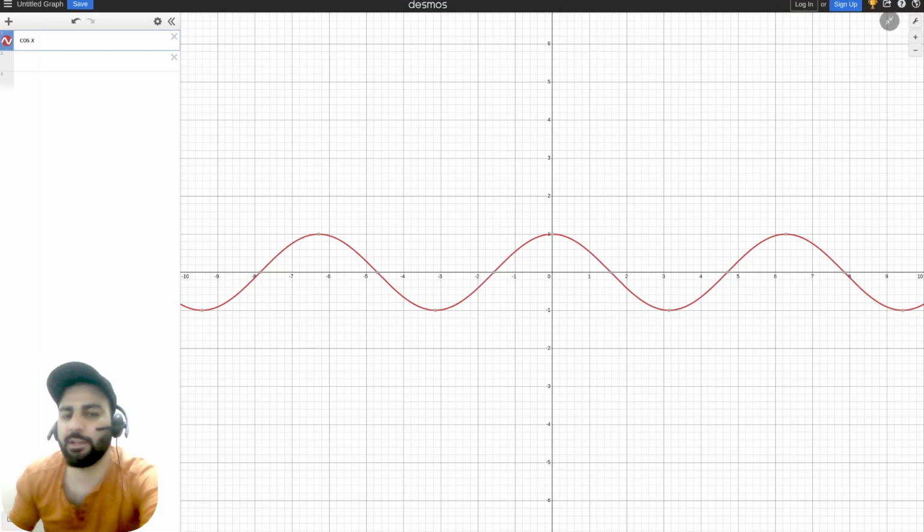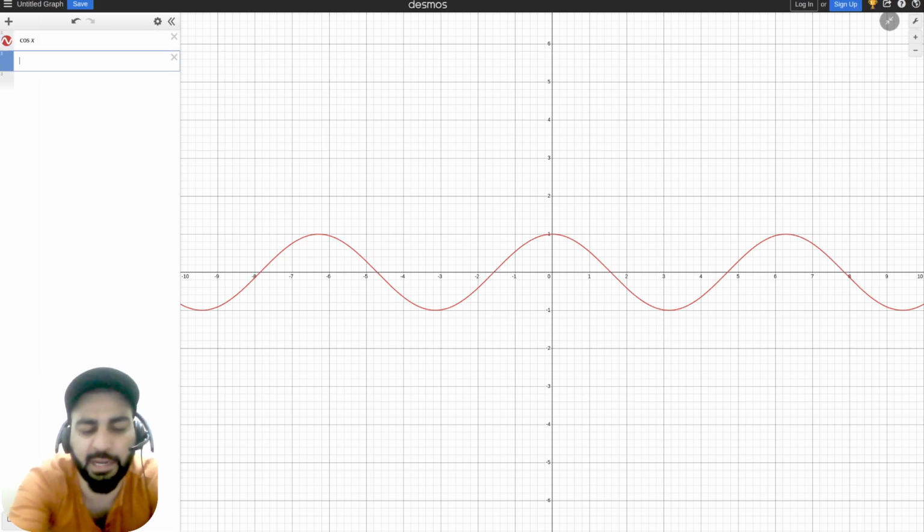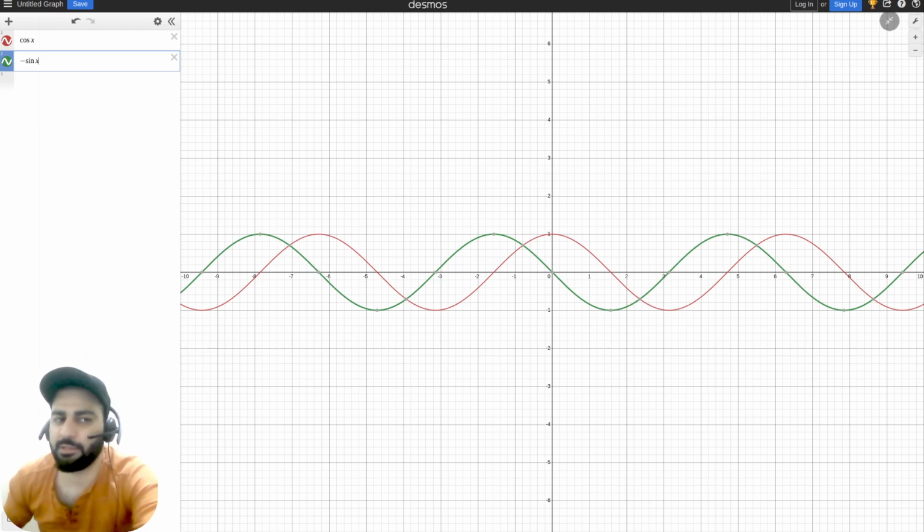So I want to first show you cos of x. So this is cos of x. Okay. So now you know that the differentiation of cos of x is equal to negative sine of x. This is what it shows. This green is sine. This is cos. So this green graph shows you what is the change in slope. What is the change in slope that is happening?